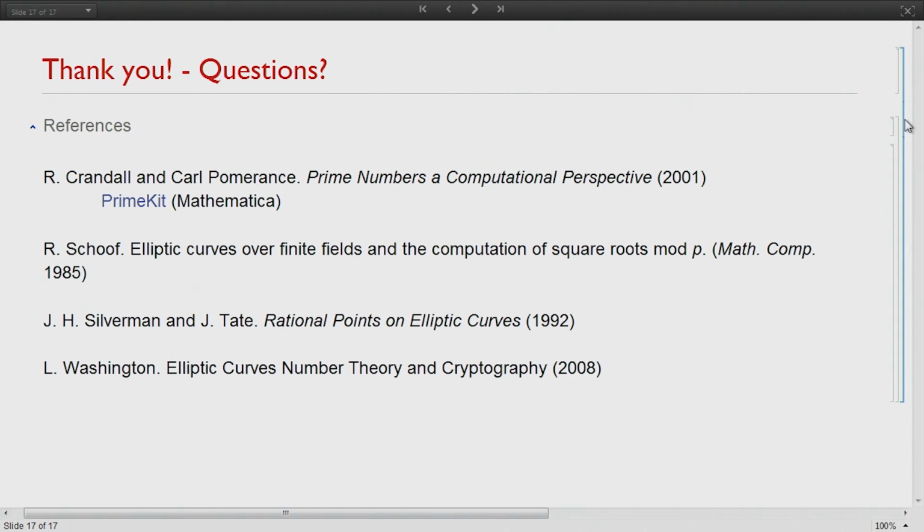The package will be available. Interestingly, all the work that I've been trying to do was done by Crandall and Pomerance, a nice book with Mathematica code called PrimeKit, which no longer exists on the internet anywhere. I suspect one of two things. It was really bad Mathematica code and Stephen had it pulled, or it was really, really good Mathematica code and the NSA owns it. Thank you.